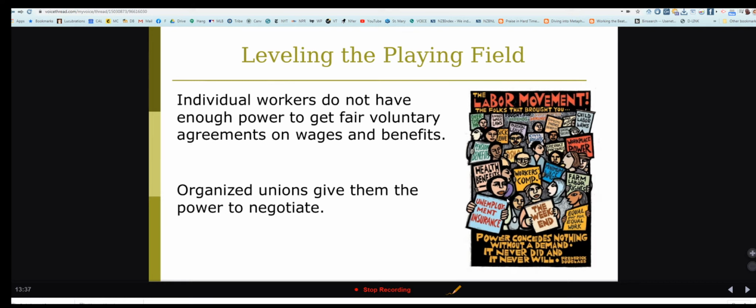So if they band together into a union, then because they can go on strike and prevent anybody from working, they have a more equal place in the negotiation, which means that the employers now have to make free and voluntary agreements with them on a more level playing field. So almost all capitalist nations have some form of unions and some sort of fair labor protections.